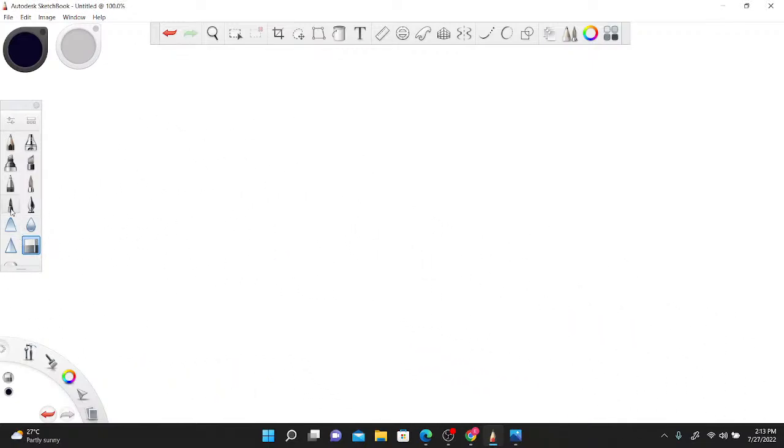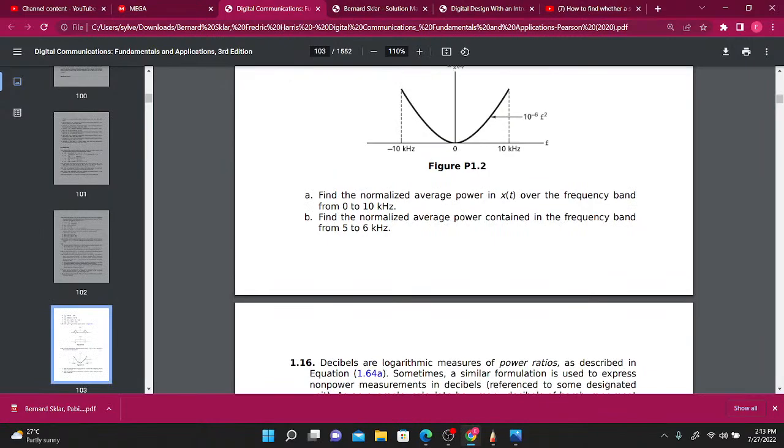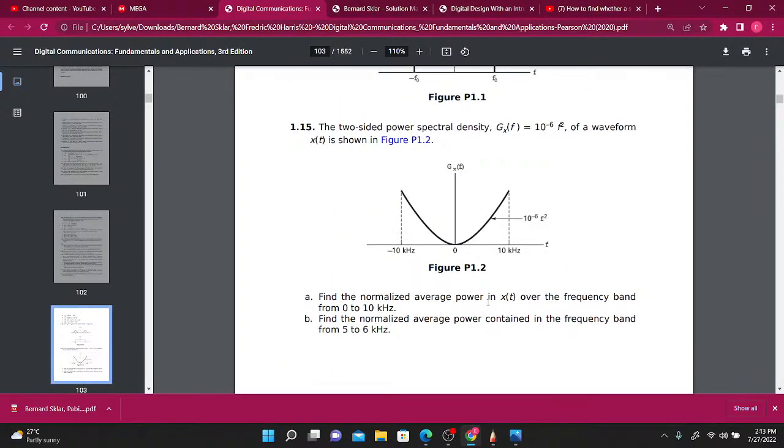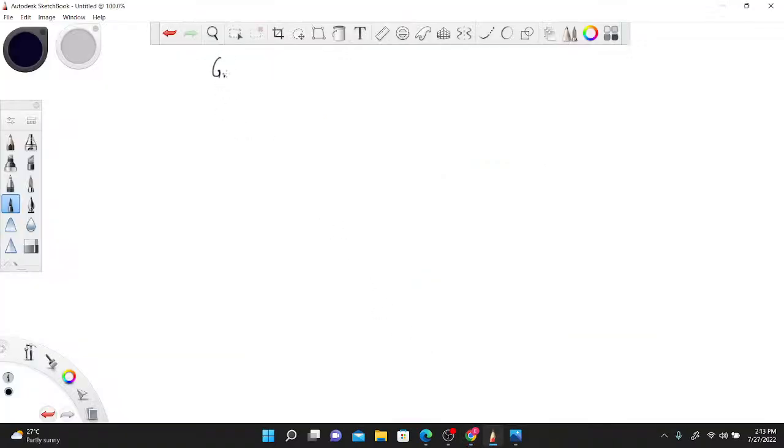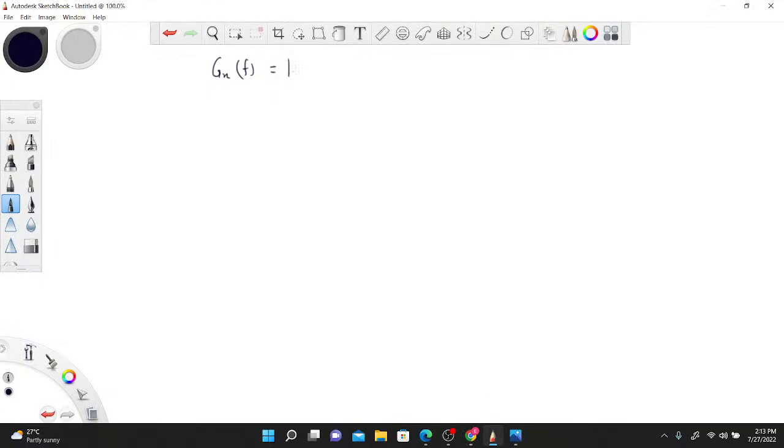So let's look at our last but one question for today. There's a question here. The two-sided power spectral density Jx of f. So you see how the question can be given. They've given us Jx of f to be equal to 10 to the minus 6 f squared. They said it's double-sided, don't forget.